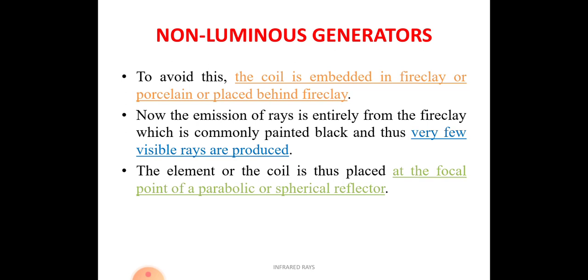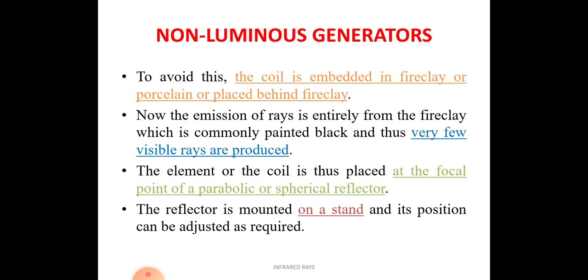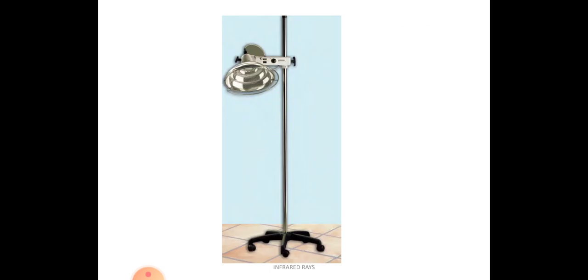Now this element or coil will be put inside a parabolic or spherical reflector. That is nothing but one bulb type of structure put into the parabolic or spherical reflector, and this reflector is mounted on a stand, and its position will be adjusted as per requirement for the patient's treatment. This is the infrared radiation reflector as well as its stand.